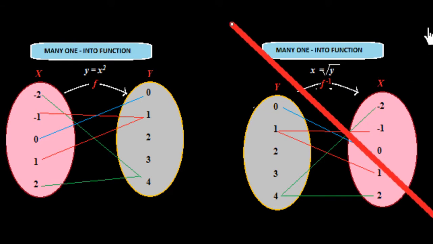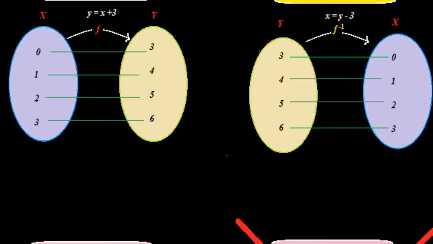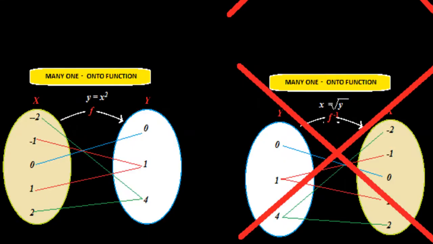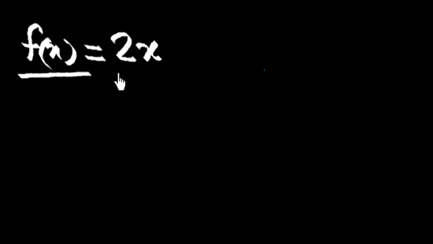So you have seen that only the bijection functions are invertible, other functions are not invertible. Now I would like to explain with an example. We try to solve one example here. First I write down that question. We have a function f of x which is equal to 2x. This is our function.